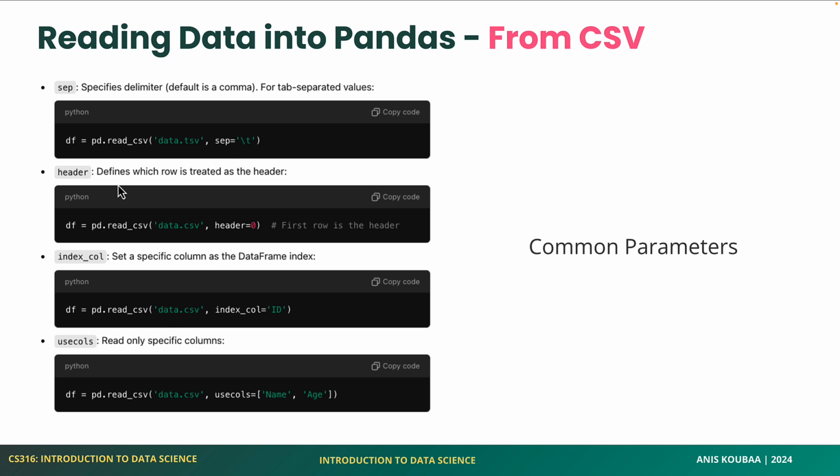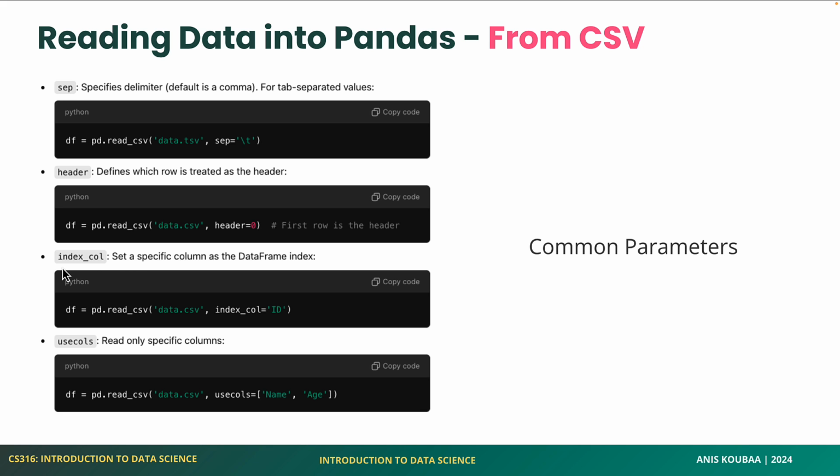And there are also some common parameters. For example, if the separator is not a comma, you can specify the separator. Sometimes when you import a CSV into Excel, it asks what the separator is. The separator delimits the separation between one element and another in a CSV data file. You have header, which defines which row is treated as the header. Usually the header by default is the first row, which contains the names of the columns.